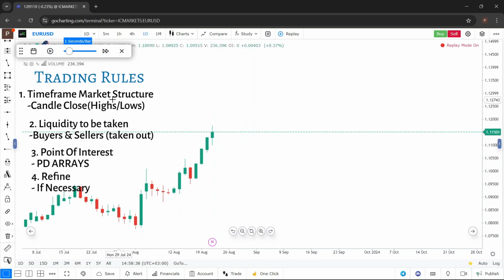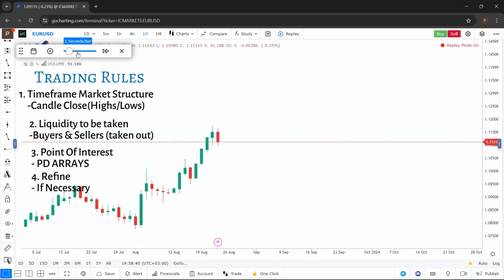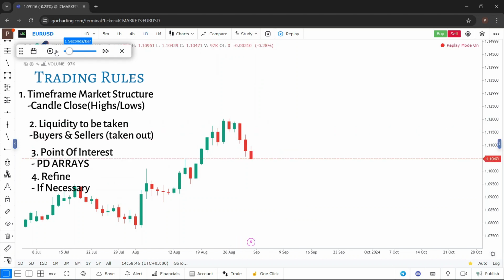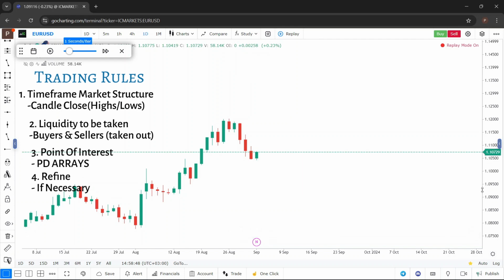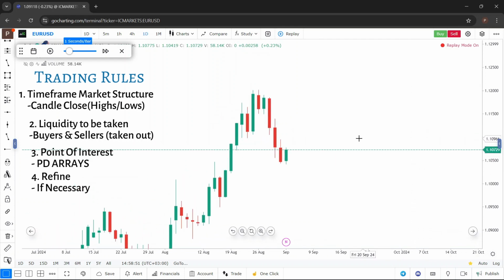Let's start on the daily time frame. I can play this chart for you. As you can see, I'm playing this chart for you. I've explained my set of rules first. From here, let me start from here. I'll try to go a bit fast on this.